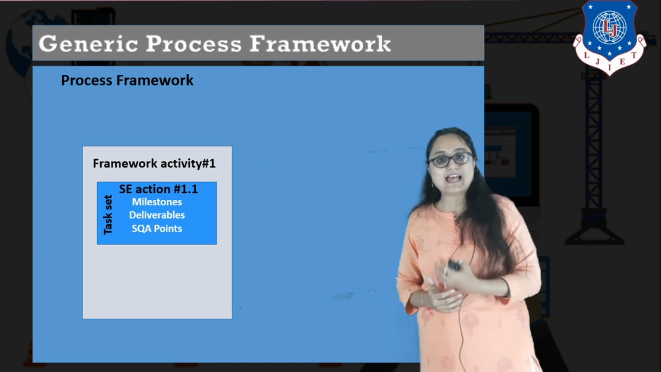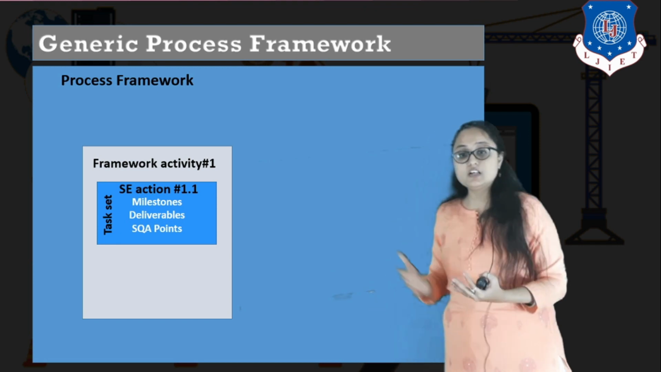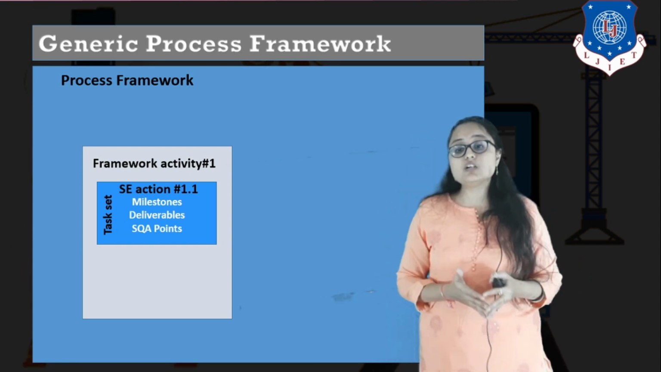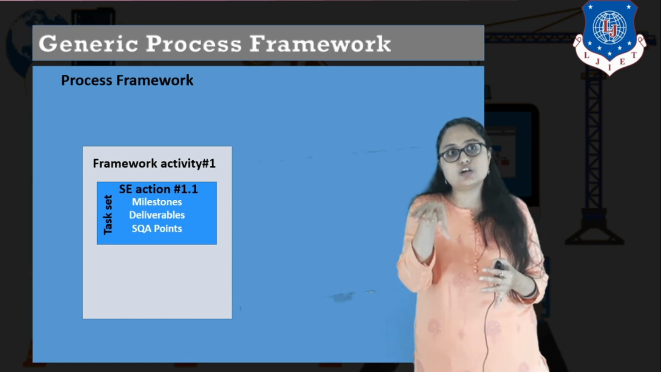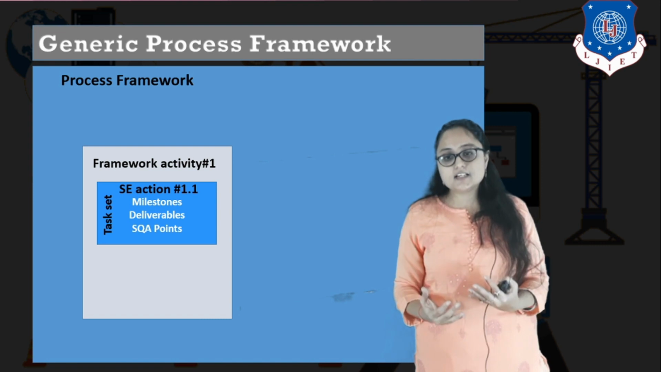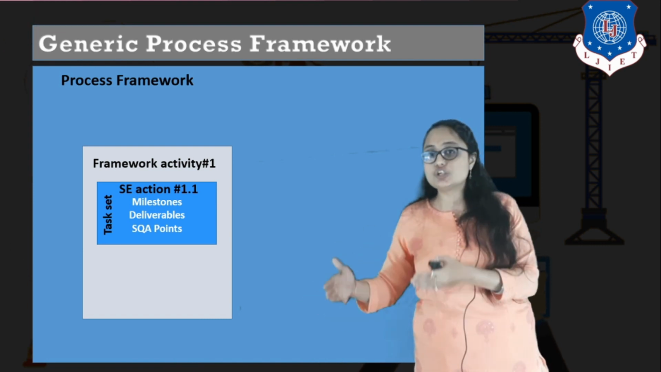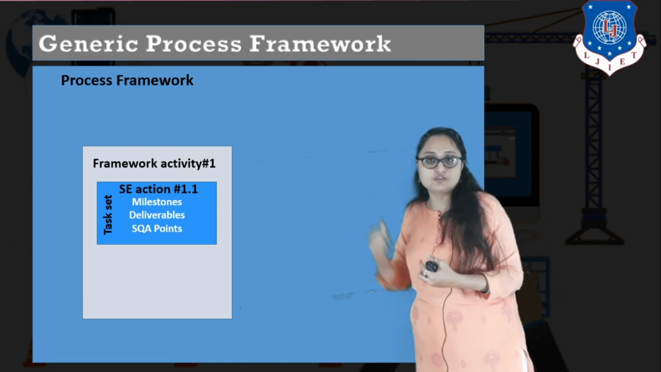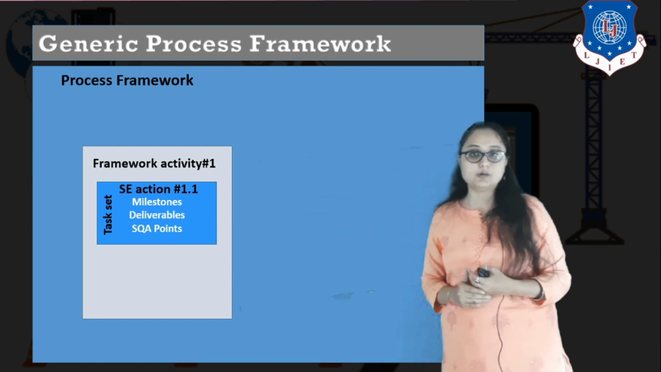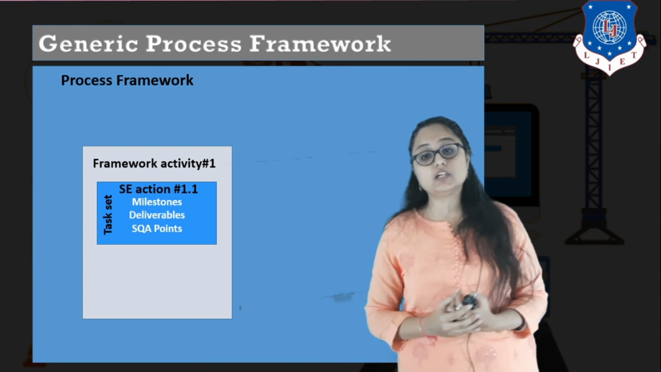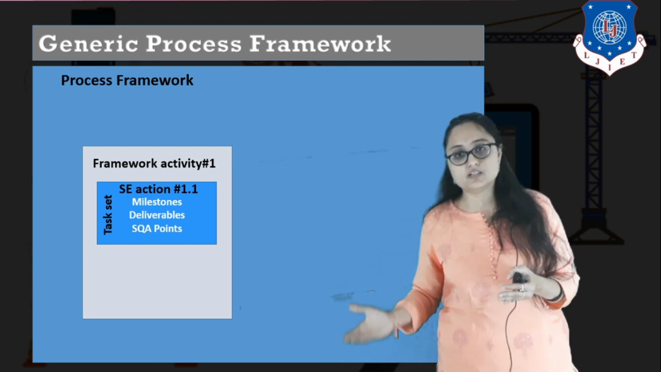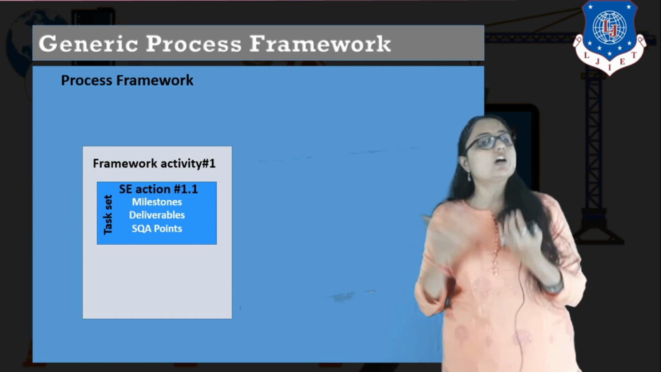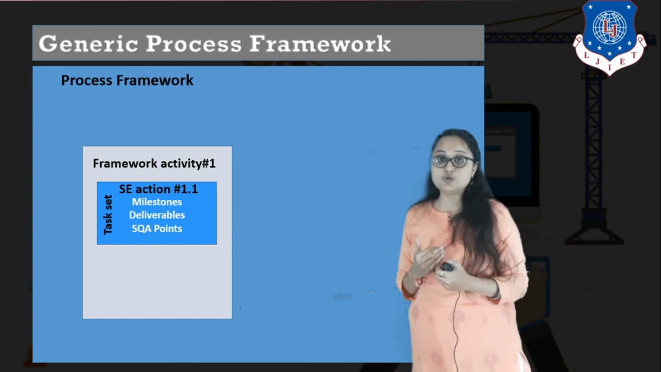Now what does the task set actually consist of? The task set will consist of milestones, right? So there will be intermediate milestones. A milestone means I have reached a destination, and that intermediate destination, or the combination of intermediate destinations, will actually give me one of the tasks, or one of the actions. The next is deliverable. For example, if you have a particular task, there should be some sort of deliverable, some work product that you are delivering to the customer or to some other stakeholder. And the last is the SQA point.